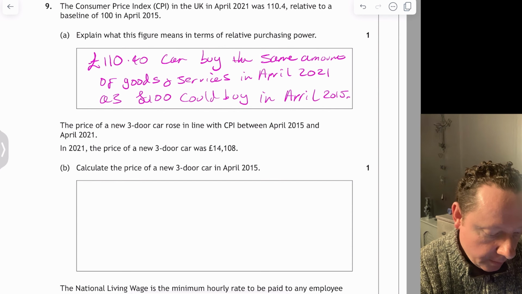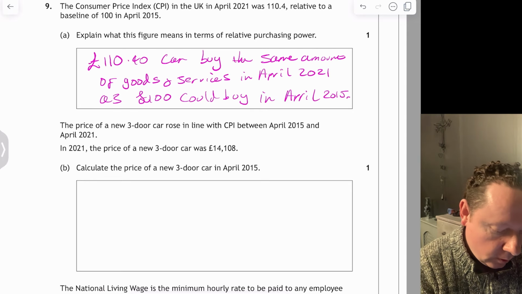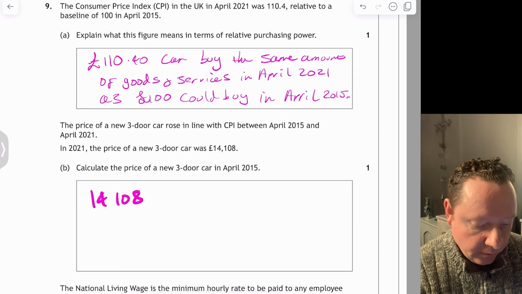Right, the price of a new 3-door car rose in line with the CPI between April 2015 and April 2021. In 2021, the price of a new 3-door car was £14,108. Let me take a note of that, 14,108. Calculate the price of a new 3-door car in April 2015.